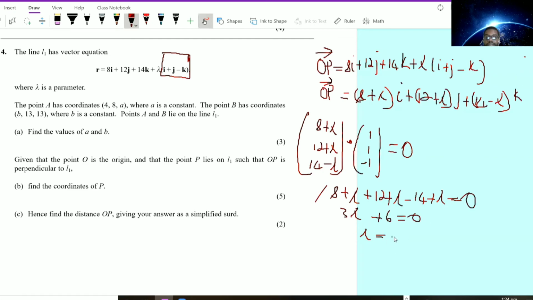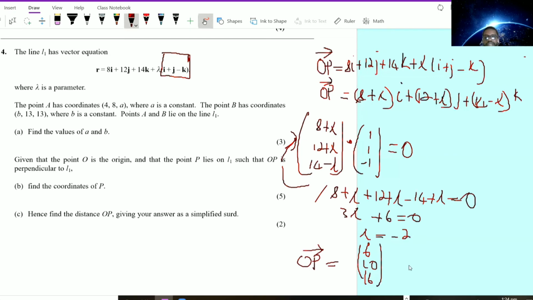Divided by 3 is going to give me a minus 2. All right, so we're good to go there. Now, in order to find the vector OP, I simply need to go back to this vector here and replace the lambdas by negative 2. So I'm going to have 8 plus negative 2 is 6, 12 plus negative 2 is 10, and 14 minus negative 2 is 16. Now, what the question asks, the coordinates, all right?